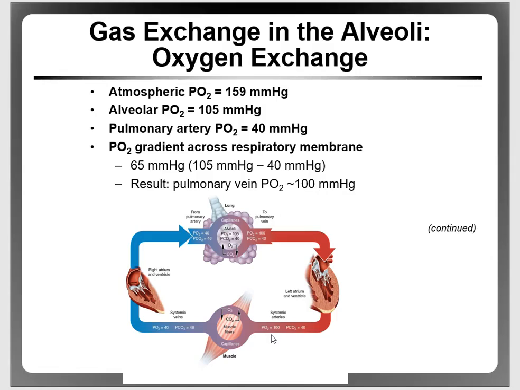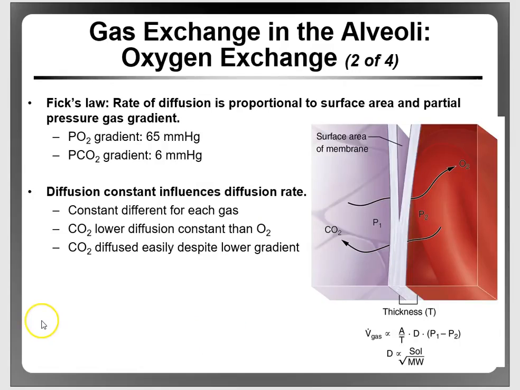And so that's why it drops from 105 to 100, and that's why it doesn't stay there. All right, so let's just talk a little bit about diffusion through the tissues. And I want to mention Fick's law, and that's on the next slide. And so Fick's law is a law that states that the rate of diffusion is proportional to the surface area and the partial pressure gradient.